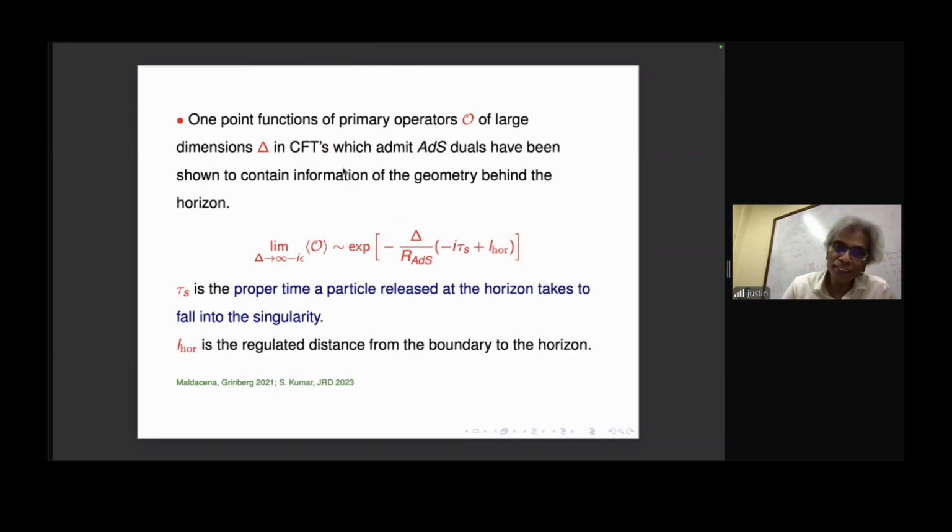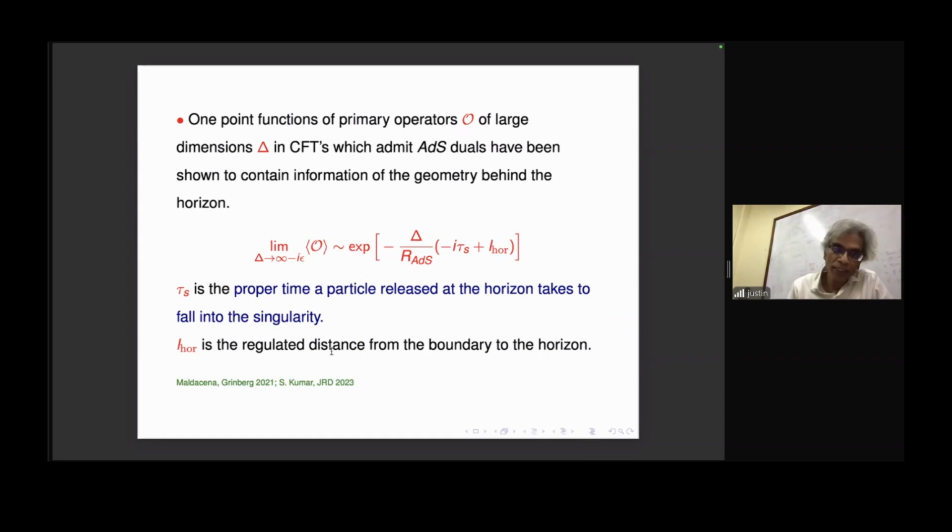More recently, there is another interesting result for thermal physics. One-point functions of operators of large dimensions, in CFTs which admit AdS duals, have been computed again using the gravity description. So what one arrives at is this particular formula. At large dimension, when you analytically continue, there's a phase which develops in the one-point function, and the phase contains the proper time of the particle when the particle is released at the horizon to fall into the singularity. So it's information from gravity which has been calculated from the geometry outside the horizon. But this phase is some little information about geometry beyond the horizon. And this is the length from the boundary to the horizon.